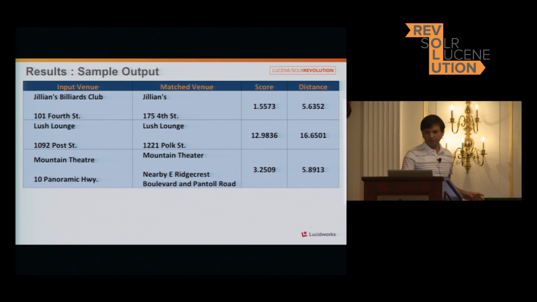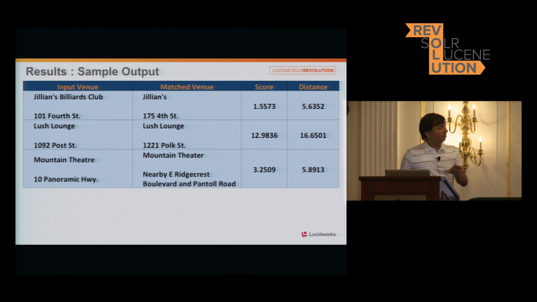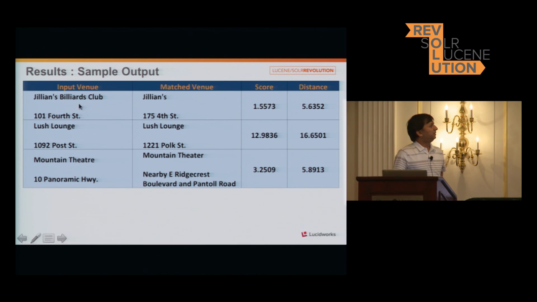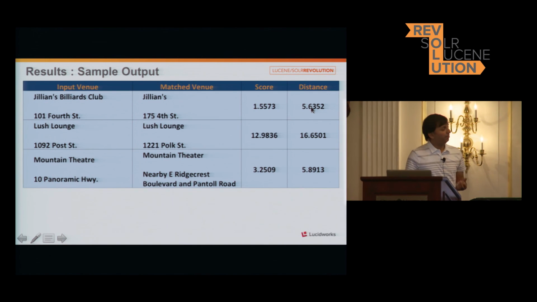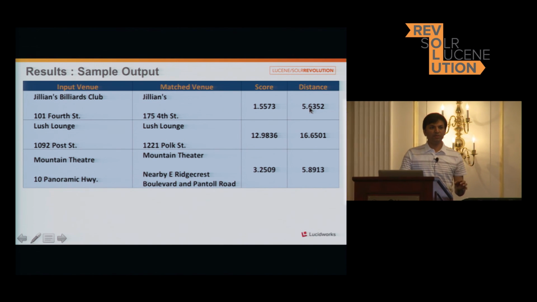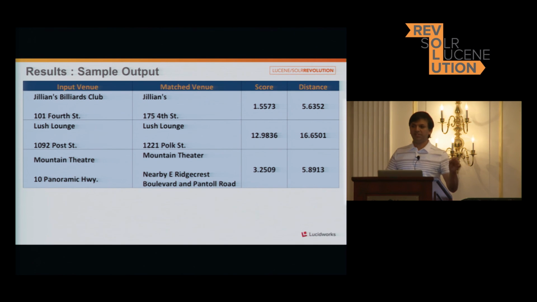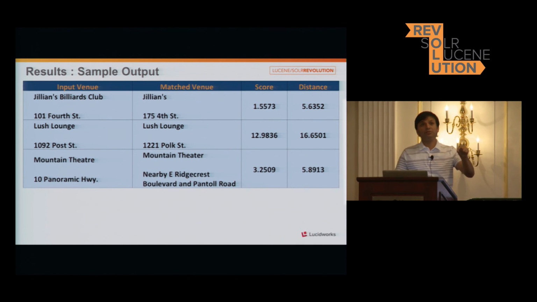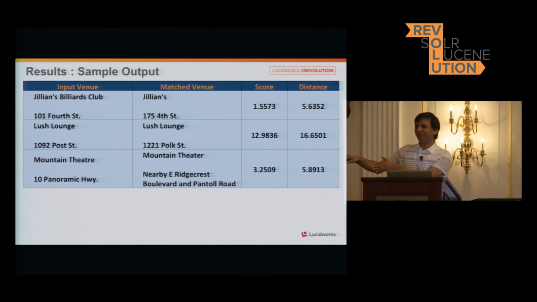The sample output after we deployed this: there are sample venues, for example, Jillian's Billiard Club and Jillian's. As you can see, the address is similar and the name is similar, but the similarity score between these two records is 1.5, and the distance between them is 5.6 kilometers. Based on our settings and testing, this distance was not acceptable to certify that the venues are similar. So 5 is beyond the limit.